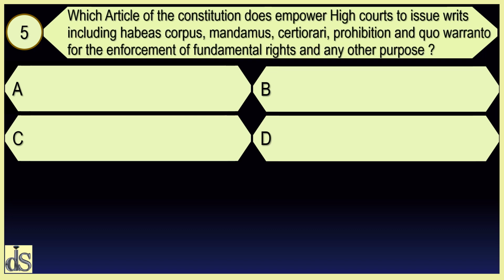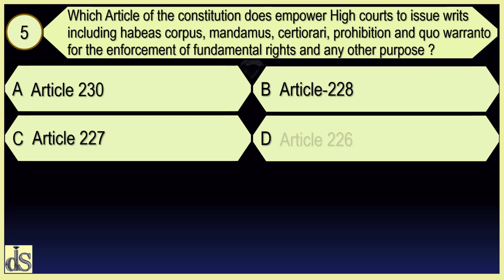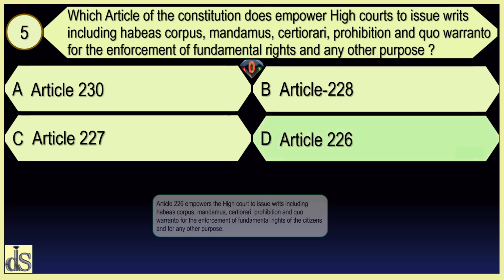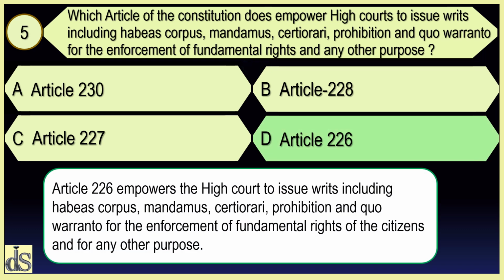Which article of the Constitution does empower High Courts to issue writs, including habeas corpus, mandamus, certiorari, prohibition, and quo warranto, for the enforcement of fundamental rights and any other purpose? Article 226.